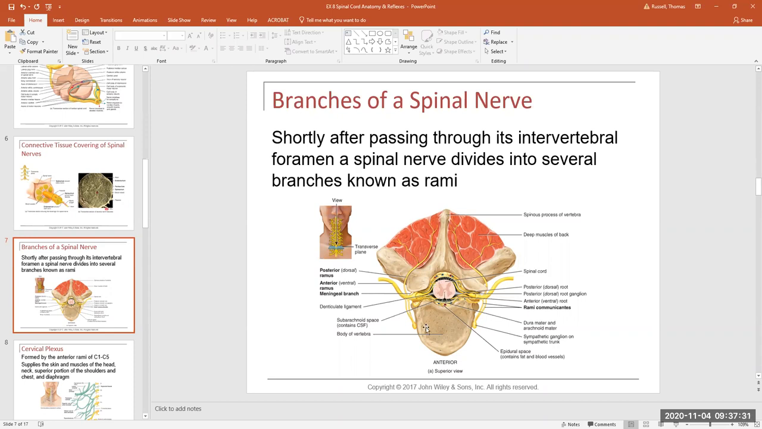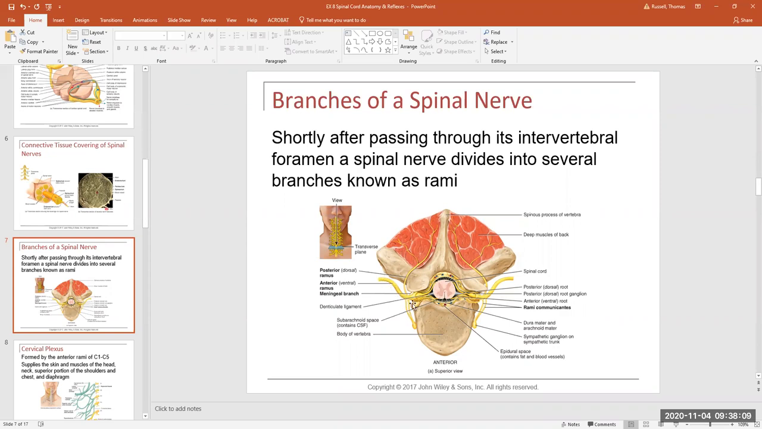But what is important here are these different branches. So this is the posterior side of the spinal cord. I know that because this is a spinous process. This is the anterior side of the spinal cord because the vertebral body faces anteriorly. So this is the anterior median fissure, and this is the posterior sulcus in the back. Now coming off of the posterior side of the spinal cord is the posterior root of a spinal nerve. That's what that little root is. On the anterior side, that would be called the anterior root. Then they join together to form the spinal nerve.